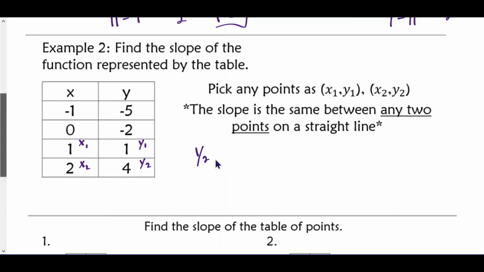So I'm going to do y2 minus y1, that's my rise, over x2 minus x1, that's finding the run. So that's 4 minus 1 over 2 minus 1.